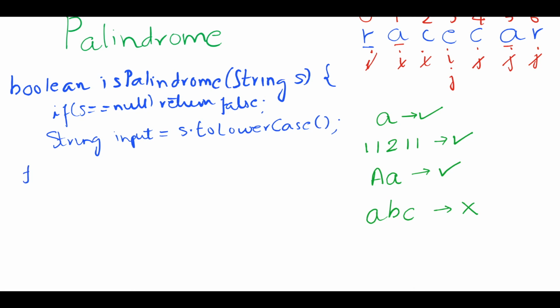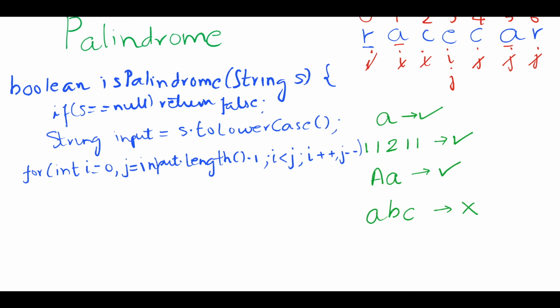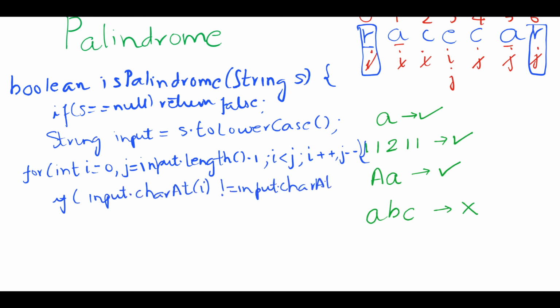As mentioned earlier, I'm going to create a for loop and define two indices. The index i will be initialized to 0 and the index j will be initialized to the length of the input string minus 1. The for loop will continue till i is less than j and after every iteration i will be incremented by 1 and j will be decremented by 1. We will compare the characters at indices i and j and if they aren't equal, that means our string is not a palindrome and we will return false.